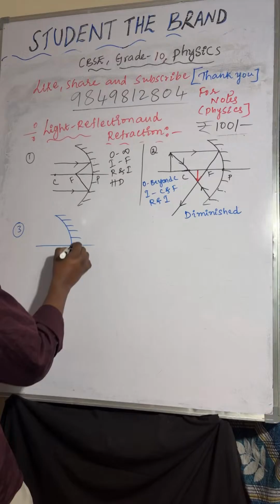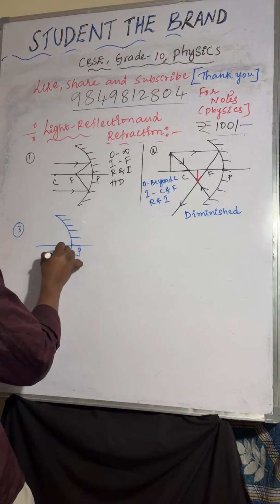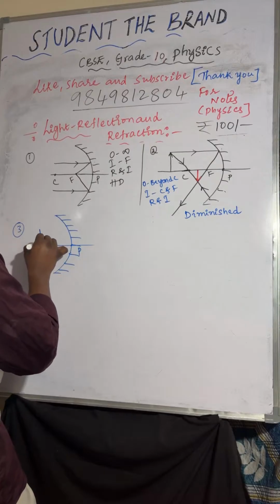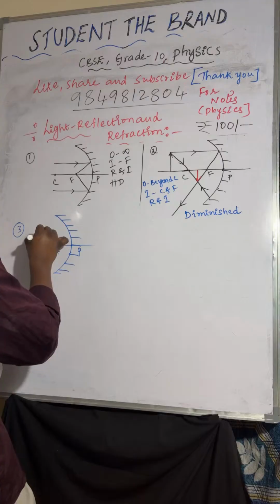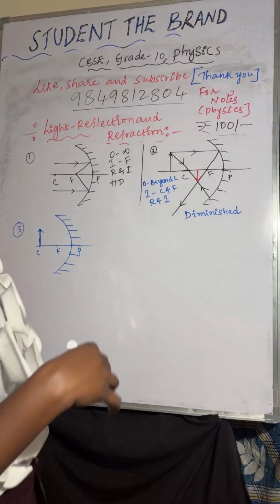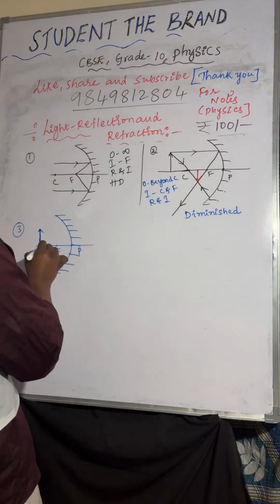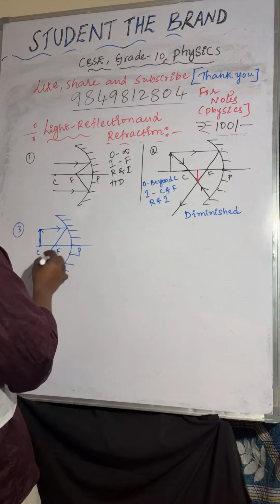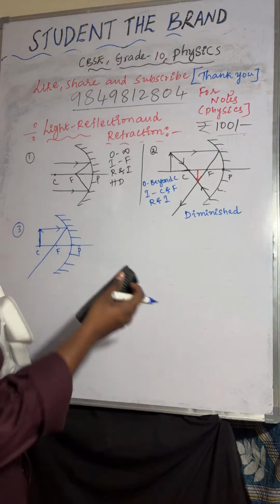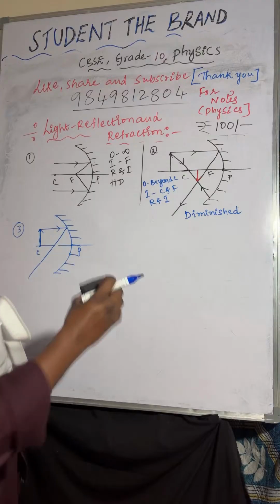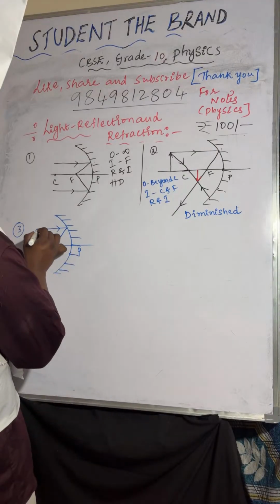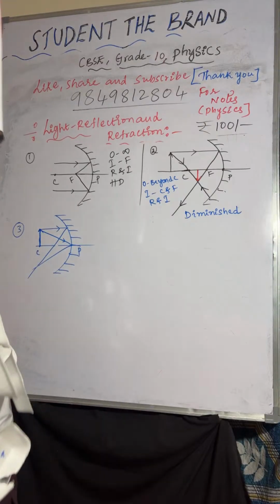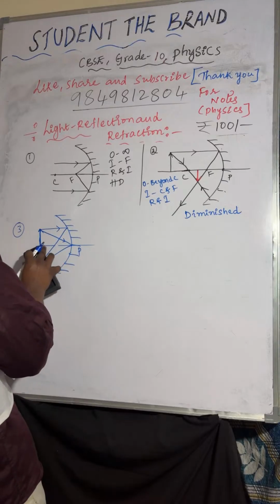So pole, focus, center of curvature. Object is placed at C, image also will form at C. How many light rays? One light ray I am taking like this, it passes through focus. Another light ray I am taking like here, at the pole. So those light rays will meet. Here you can observe those light rays will meet here.